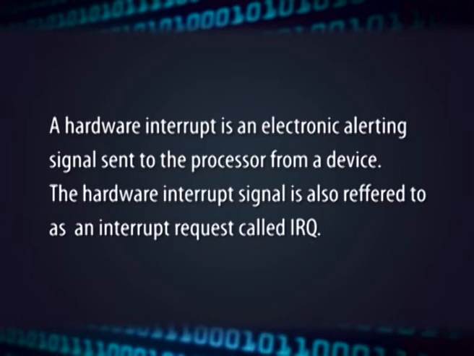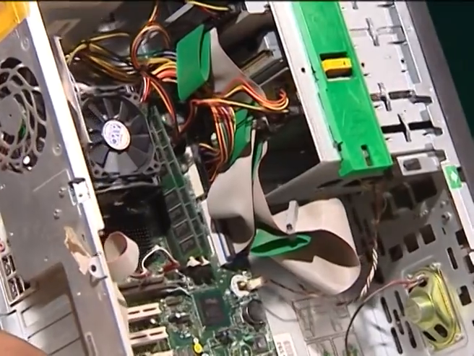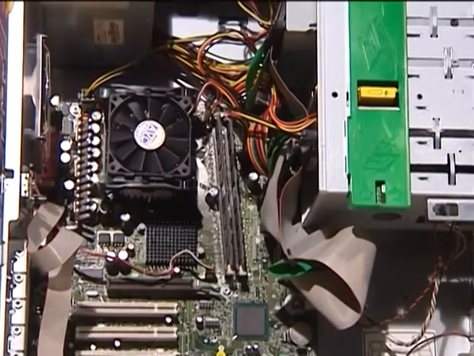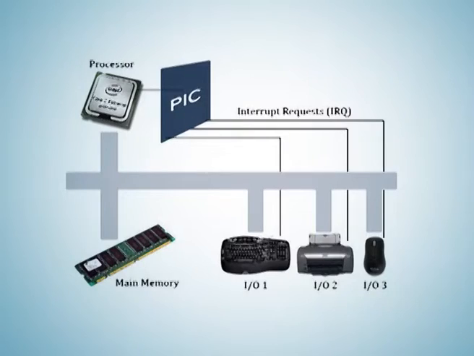There are two types of interrupts. First, a hardware interrupt. A hardware interrupt is an electronic alerting signal sent to the processor from a device. The hardware interrupt signal is also referred to as an interrupt request, called IRQ in short. The device may be internal to the computer, like a hard disk, disk controller, keyboard or a mouse. Interrupts may also come from an external device like a printer, scanner or any other device connected externally to the computer system.